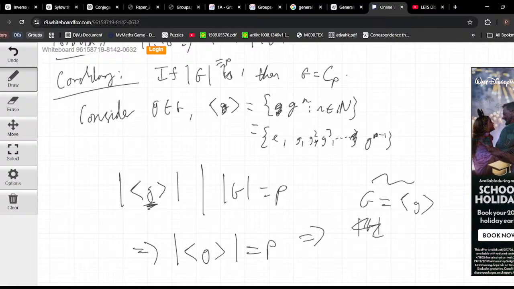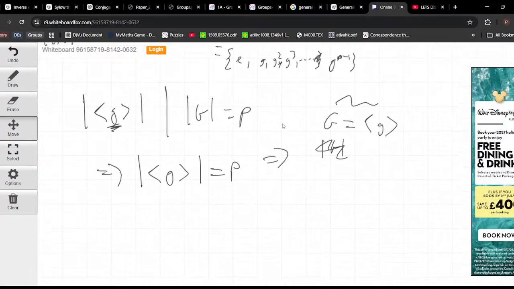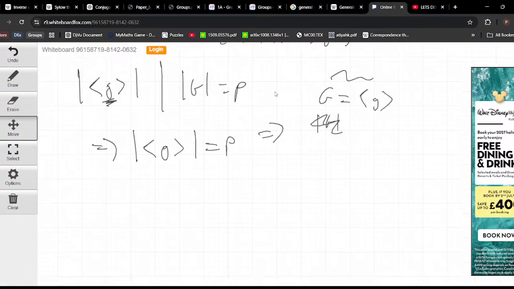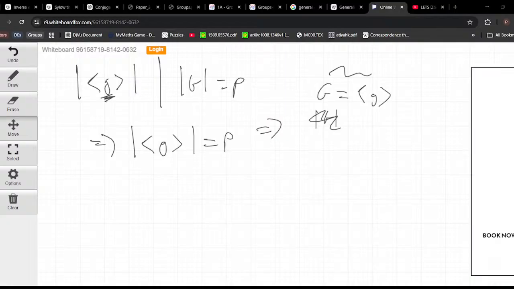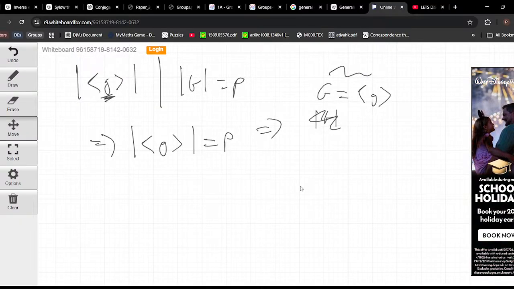So in fact, we can classify groups of prime order very, very easily. If you're prime, you're C_P, that's it. Not in the bad way, in the group theoretical way. Now, that's a nice little corollary.